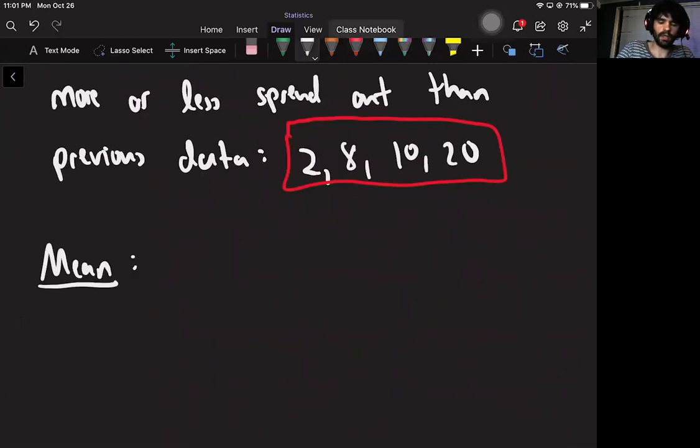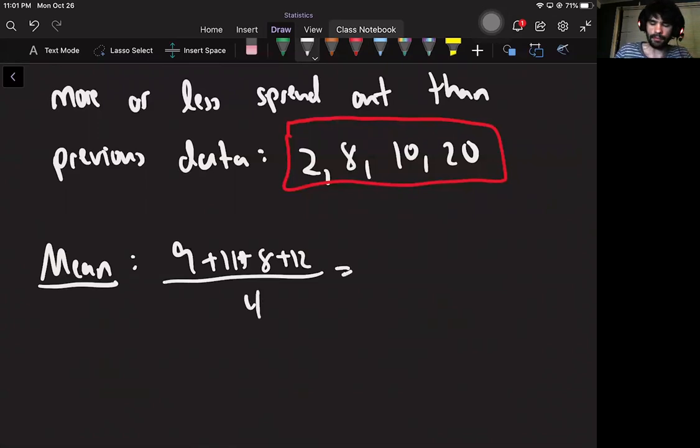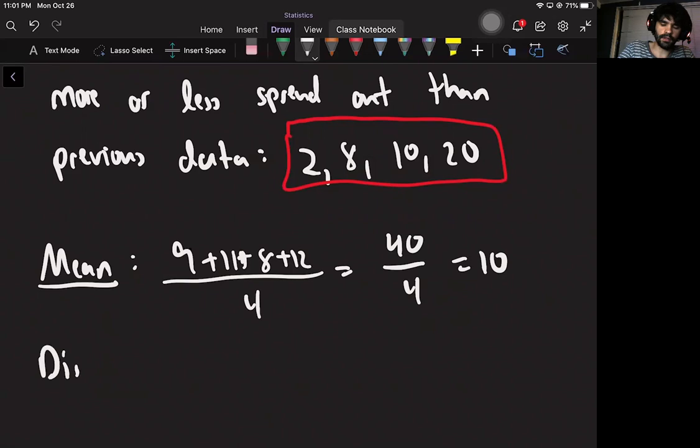Okay, so first we need the mean. 9 plus 11 plus 8 plus 12. There's 4 of those numbers, so I divide by 4. That's going to be 40 again over 4, so I'm still going to get 10 like last time. Then I'm going to calculate the distances.